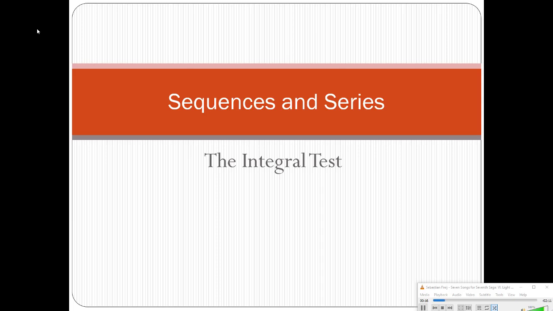Welcome back to Calculus 2. In this section, we're finally going to talk about our first test for convergence. We already had a test for divergence, the nth term test in the last section. This is going to be our first test that could possibly show convergence.